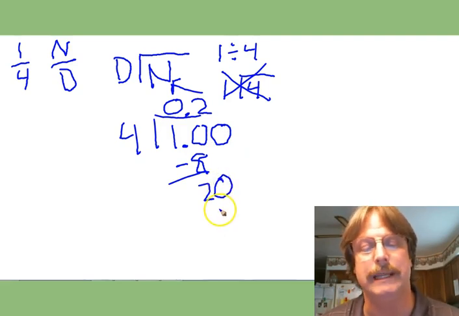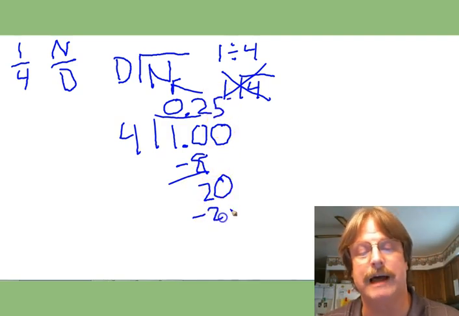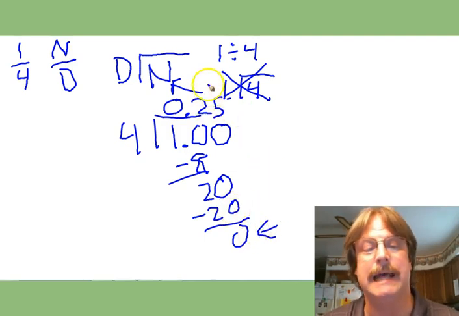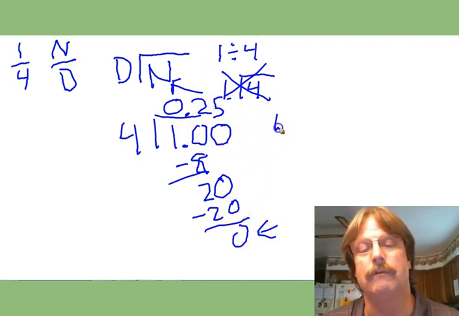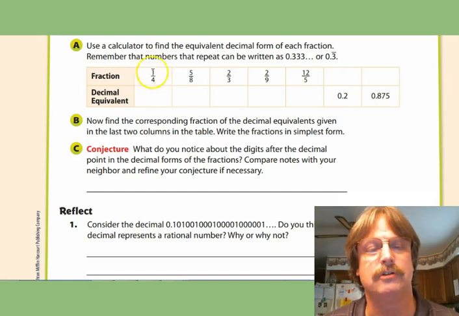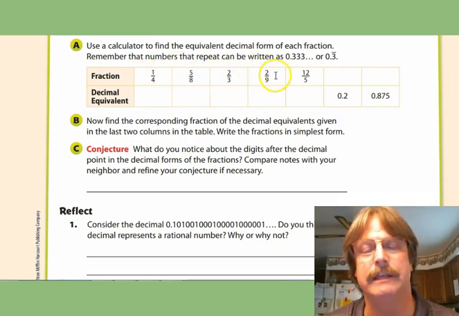Okay, so I have 20. How many times does 4 go into 20? Well, it's 5 times. 4 times 5 is 20, and I'm at 0. Has this terminated? Yes, it has. So my answer of 1/4 is equal to 0.25. So if you follow the steps that I showed you for 1/4 and do that for these three, then you'll be able to go ahead and figure out what the answer is.